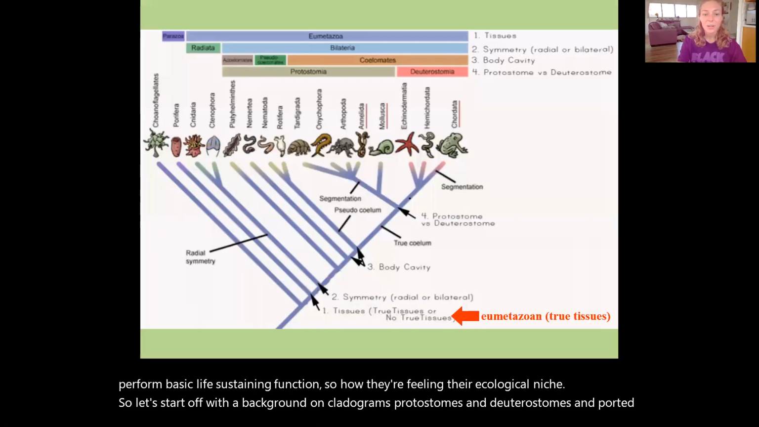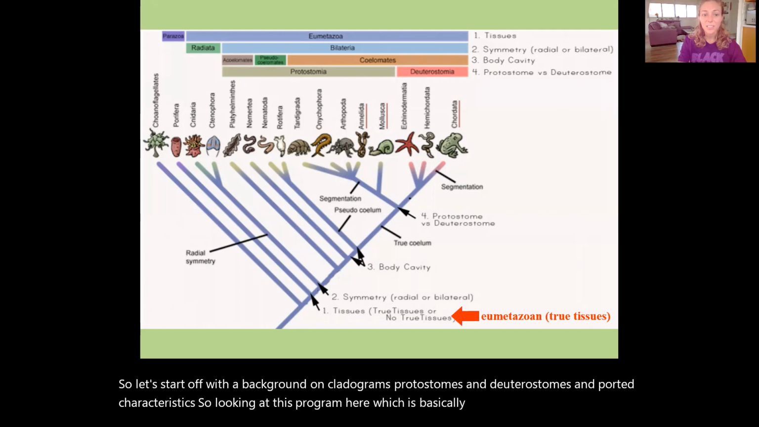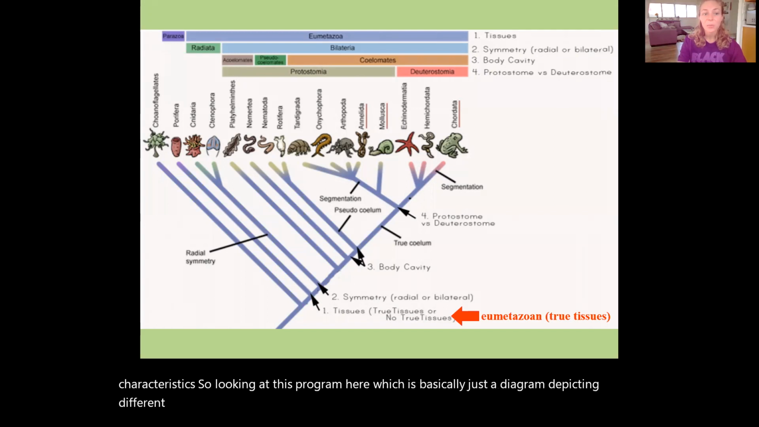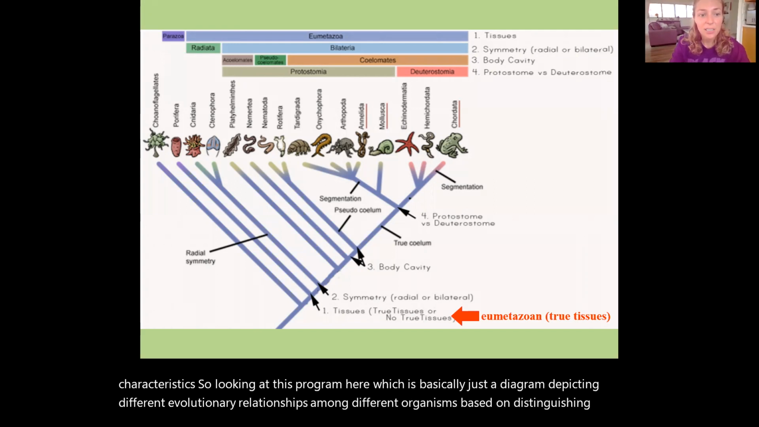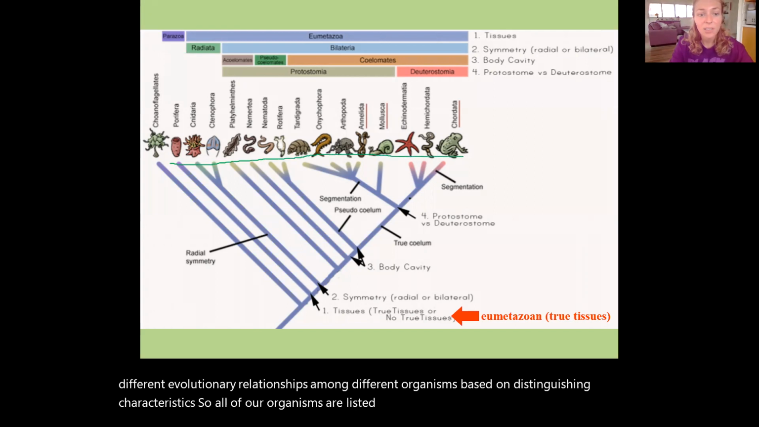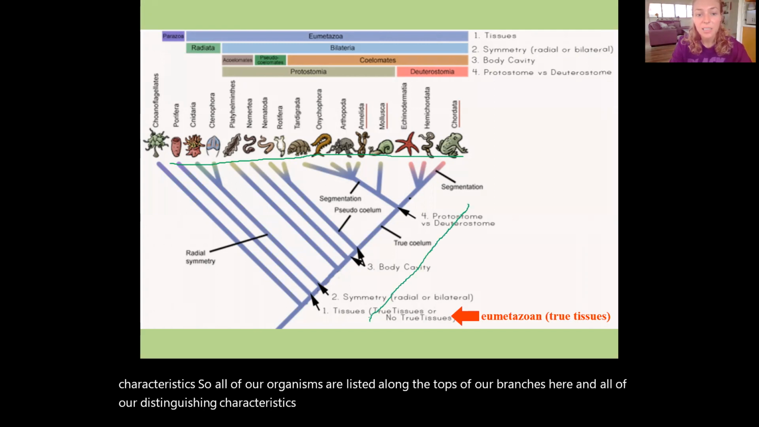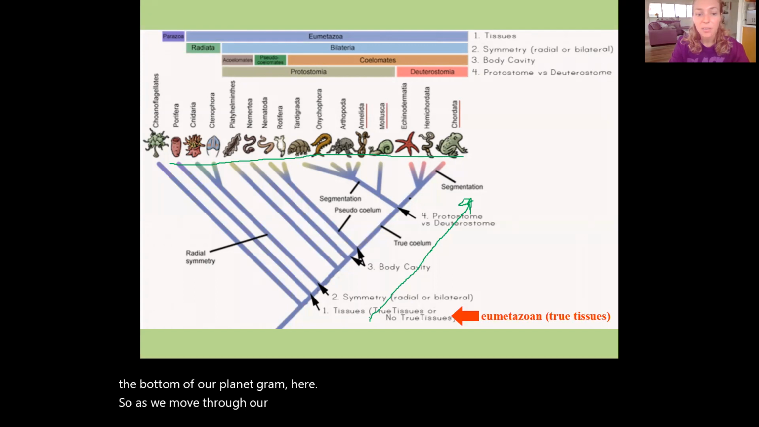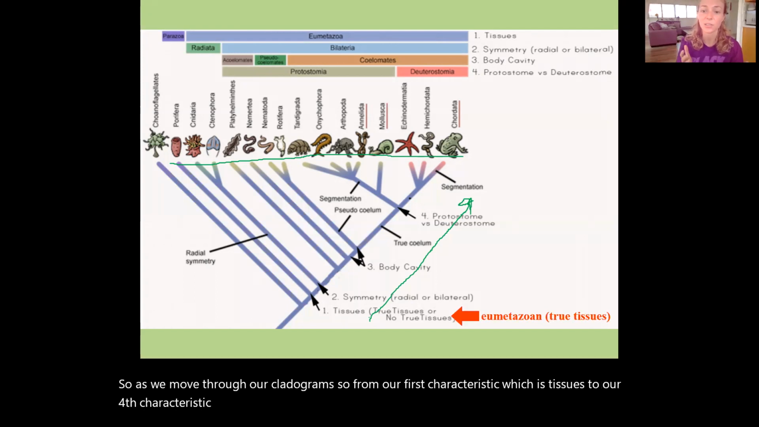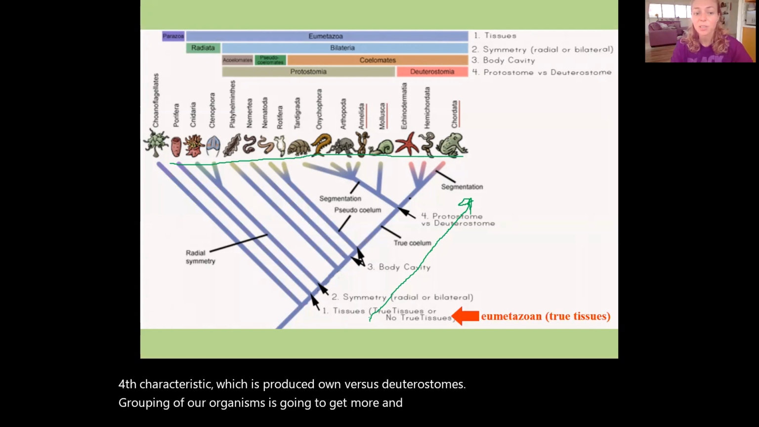So looking at this cladogram here, which is basically just a diagram depicting different evolutionary relationships among different organisms based on distinguishing characteristics. So all of our organisms are listed along the tops of our branches here, and all of our distinguishing characteristics being used to categorize them are listed in this direction along the bottom of our cladogram here. So as we move through our cladogram, from our first characteristic, which is tissues, to our fourth characteristic, which is protostome versus deuterostome, our grouping of our organisms is going to get more and more specific and more exclusive.